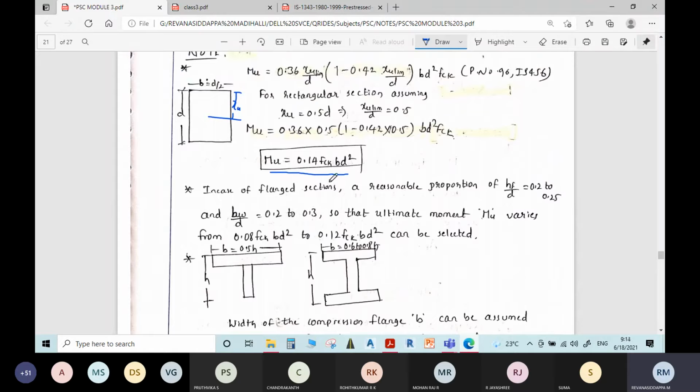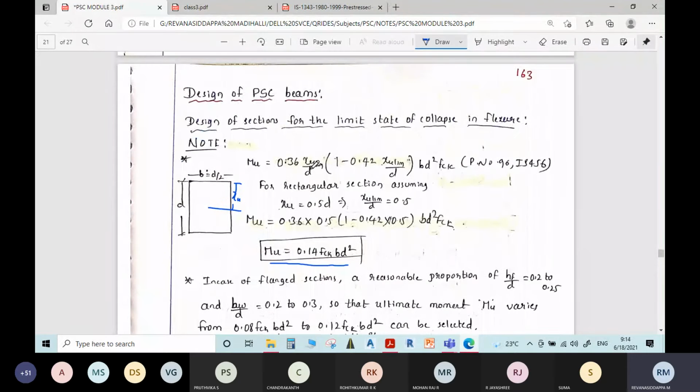Okay, so while doing the design, you no need to write or remember this formula, you just remember this one. But the thing is, you need to assume the depth of the neutral axis as 0.5 times the effective depth. Assuming that, directly take this formula, M is equal to 0.14 fck bd square. Taking this formula, we will decide the width of the beam and the depth of the beam.